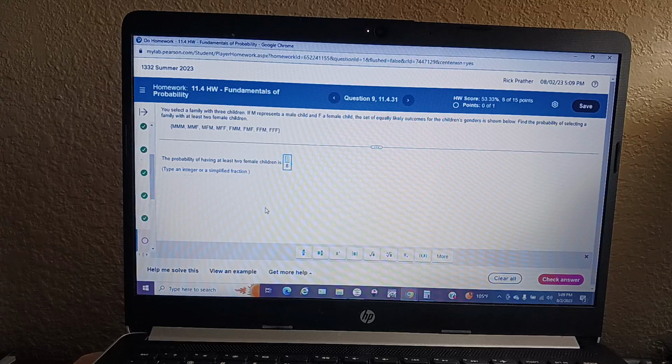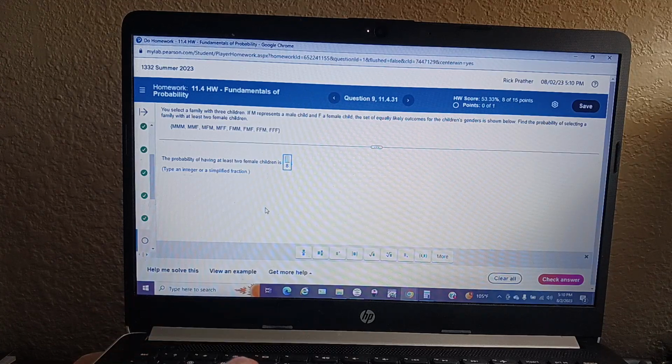And then you can know, yeah, at least that's the one where it's that number and up, because we know drivers are 16 and up. We don't have any babies driving. So at least 2 means 2 and up. And this is a family of 3 kids, so that means 2 or 3 girls in a family. How many of these have 2 or 3 girls?